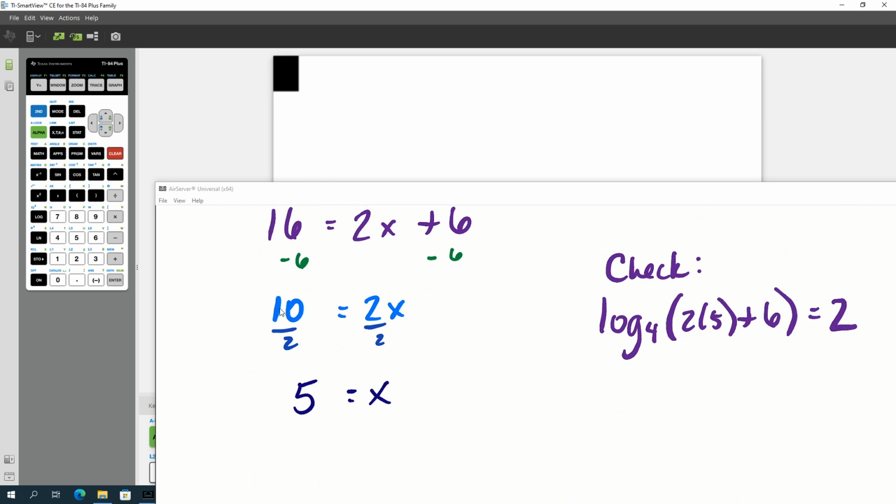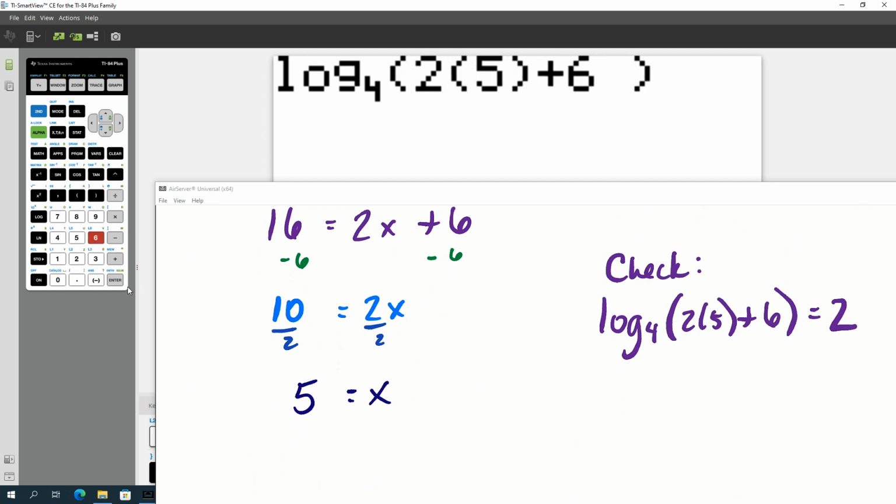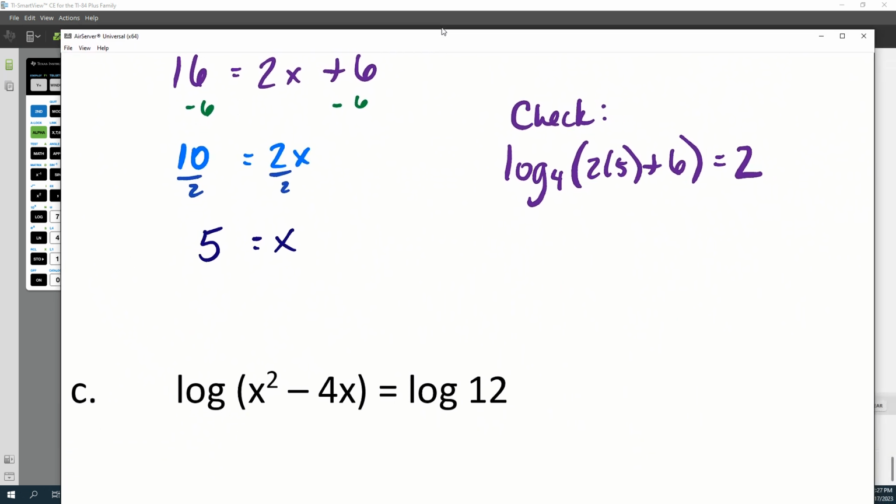All right, so to get log base, if you guys remember, it's alpha window 5. And then I'm just typing in over here where I wrote check. And it gives us 2, so it checks out. Okay, so that is one type.